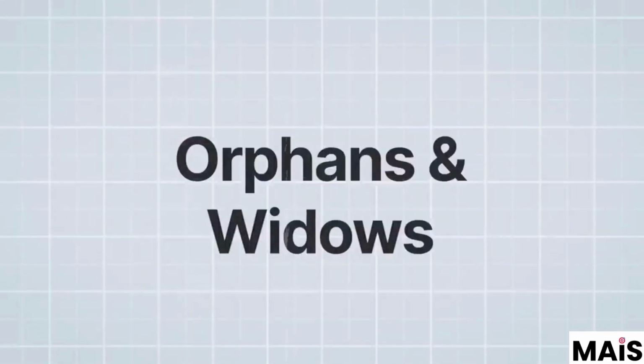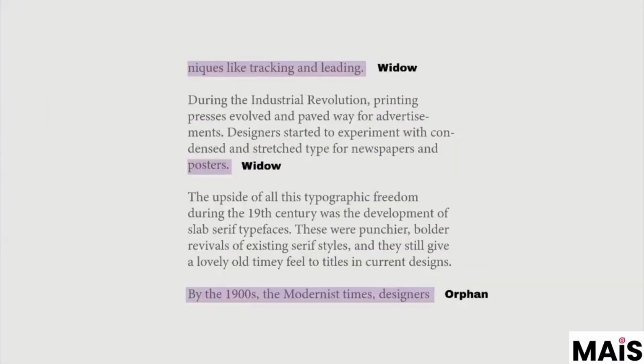Orphans and widows. An orphan is a paragraph opening line at the beginning of a page or column that's separated from the rest of the text, and a widow is a single word or line at the end of a paragraph that's separated from the rest of the text. These two problems can be solved by adjusting the kerning or tracking or by adding manual line breaks.